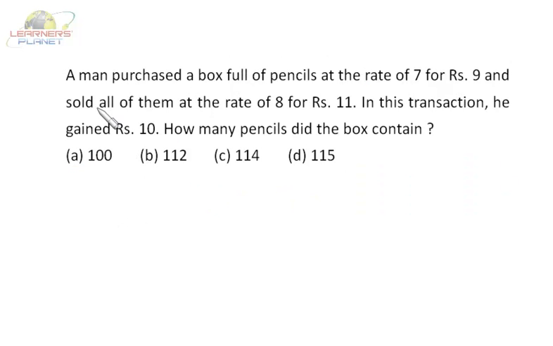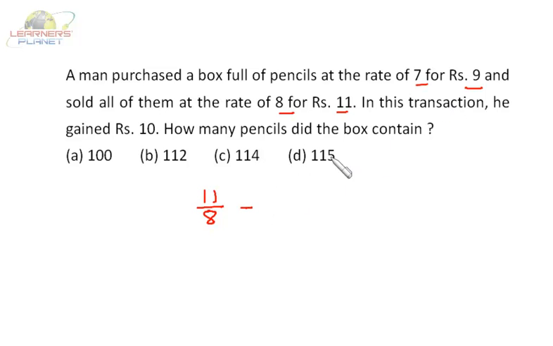Quite similar problem to the previous one. A man purchased a box full of pencils at the rate of 7 for rupees 9 and sold all of them at the rate of 8 for rupees 11. In this transaction, he gained 10 rupees. How many pencils did the box contain? Further, we just calculate the profit on a single pencil. So the selling price is 11 by 8, that is a unit selling price.